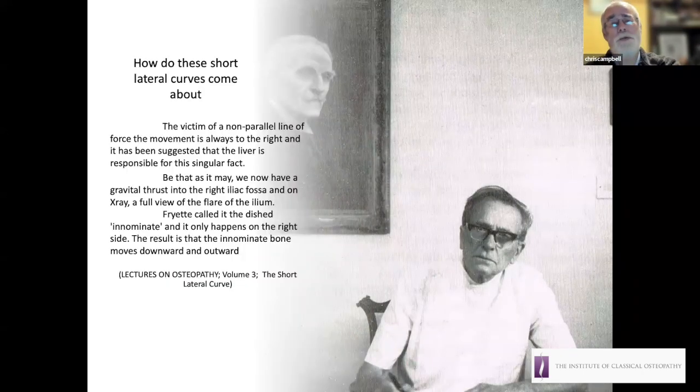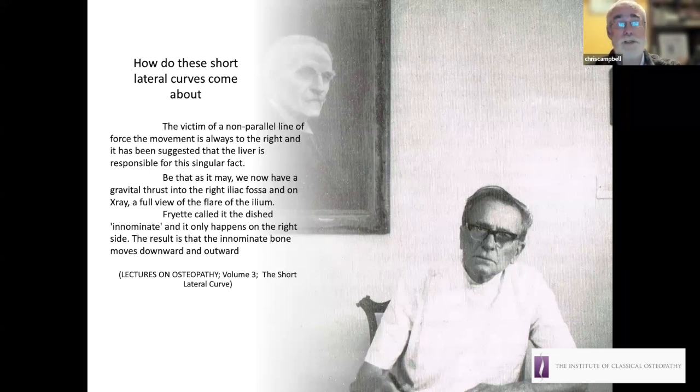So, what does that mean? And is it true? And is it consistent? He starts out by talking about the victim of a non-parallel line of force. The movement is always to the right and suggests that the liver is responsible for that. And the weight of the liver moving the center of gravity over to the right if there is a non-parallel line of force. And that's what he's talking about between the sternum and the sacrum in the AP plane, but also then in the lateral plane.